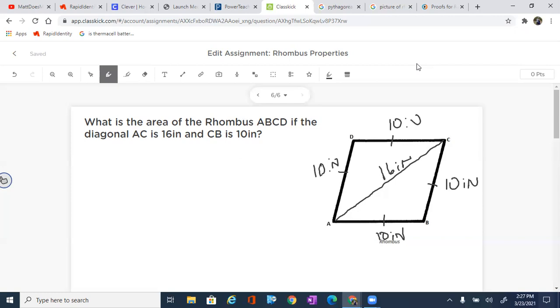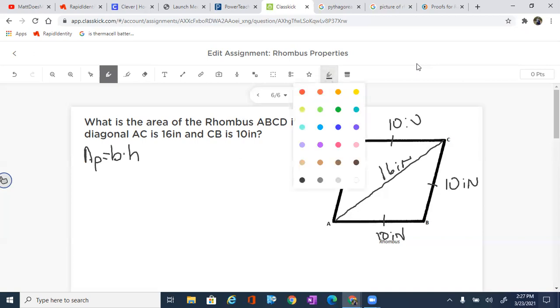Now, one thing about parallelograms is the area of a parallelogram is equal to the base times the height. The problem is in this problem, we don't necessarily have the base and height because we're not given a 90-degree angle on two measurements. So we're going to go about this a different way.